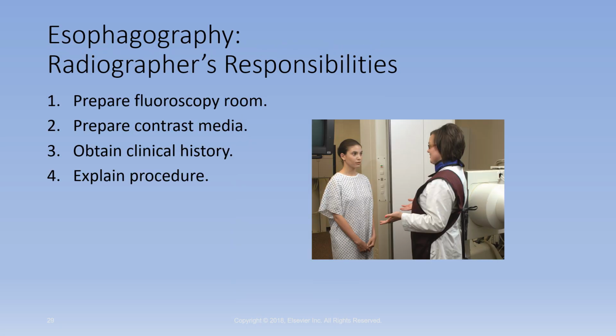All right, some of our responsibilities as the technologist getting the fluoro room ready. Our job is basically to prepare the fluoroscopy room. This starts on page 481. They tell you that we have to prep the room along with the patient, but we have to get everything ready. We prepare the contrast media, we obtain the patient's clinical history, and we explain the procedure to the patient.